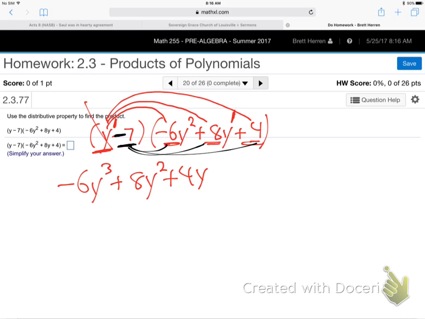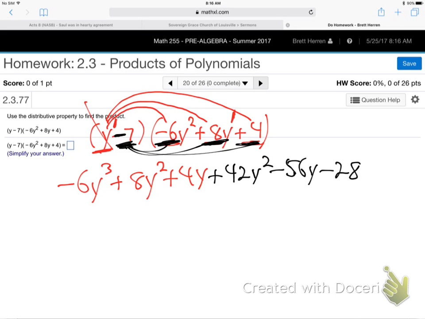So negative 7 times negative 6y squared is positive. Use your calculator if you're rusty on the times tables. 6 times 7, 42. Positive, though. Did everybody see why that's positive? That's the easiest place to mess up right there. 2 negatives multiply to be positive. And then the negative 7 goes here. That'd be minus 56y. Like that. And then negative 7 times plus 4, negative 28. Is that good so far?